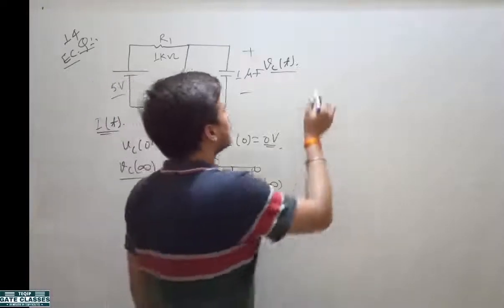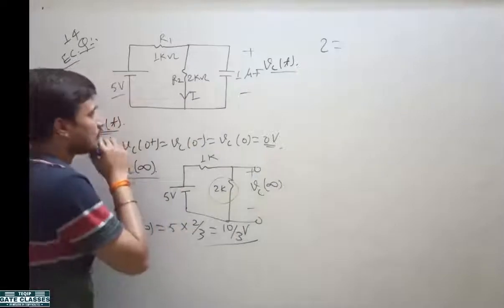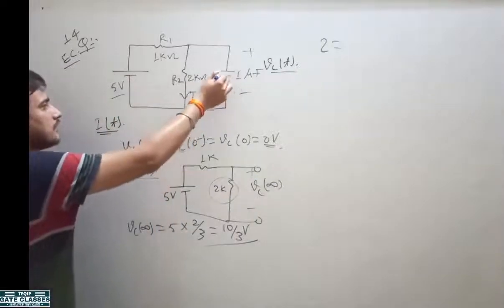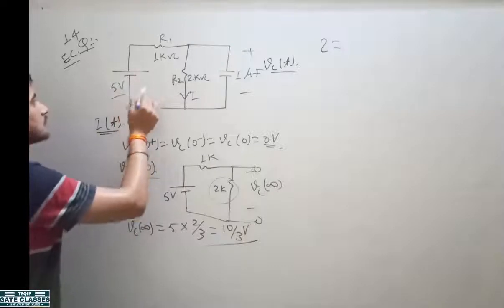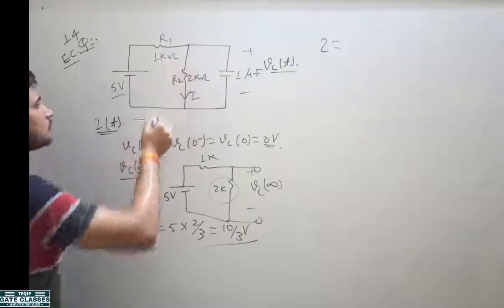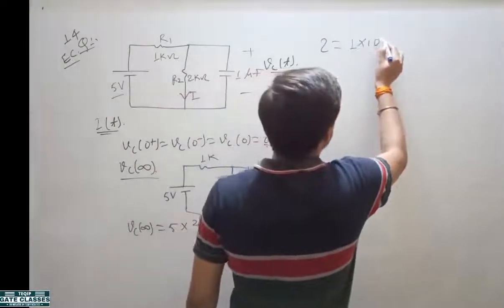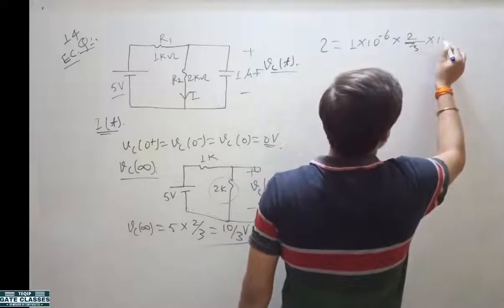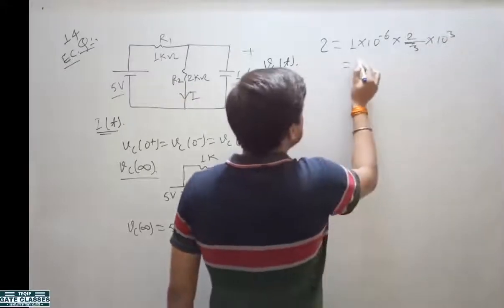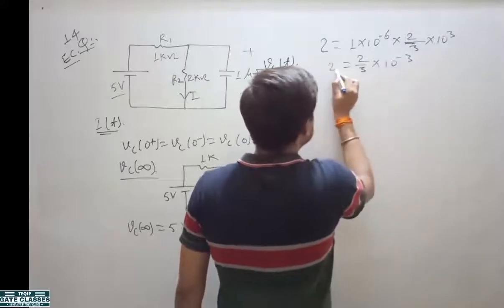Now you have to find the time constant. To find it, tau equals C into R equivalent. We deactivate this independent source. Its equivalent will be 2 by 3 kilo ohm. So here it will be 1 into 10 to the power minus 6 into 2 by 3 into 10 to the power 3, that means 2 by 3 into 10 to the power minus 3. This is the value of the time constant.